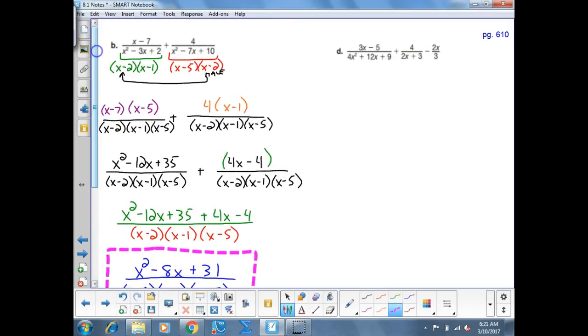Second one. This factors to be 2x plus 3 times 2x plus 3. The other two are already factored. So I need a 2x plus 3 and a 2x plus 3. From the first one, I already have one of those, but then I also need a 3.